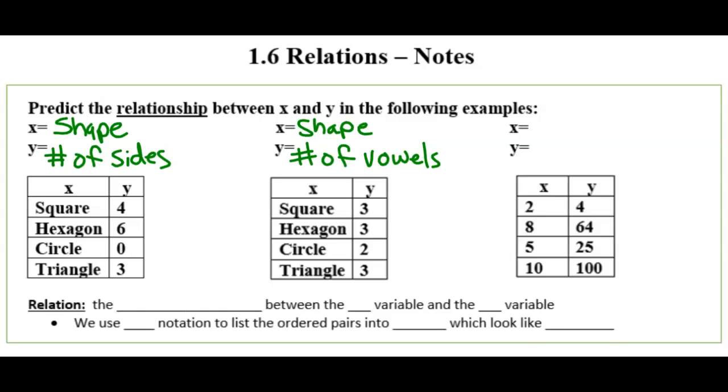So let's talk about relations. So the relationship between the x and the y variable, or the independent and dependent variable, is what a relation is. And we use set notation to list our ordered pairs in braces. And this is what braces look like. These squiggly brackets is what I call them. So these squiggly brackets is what we're looking at, okay?